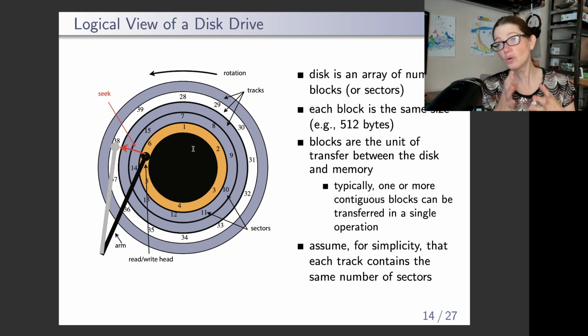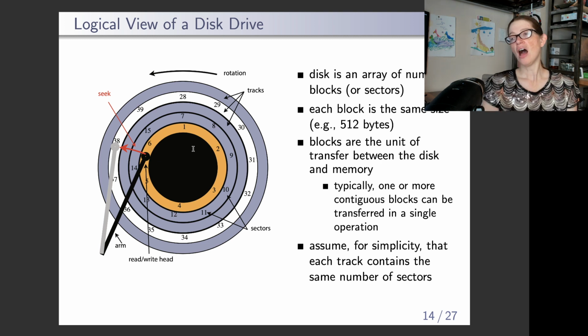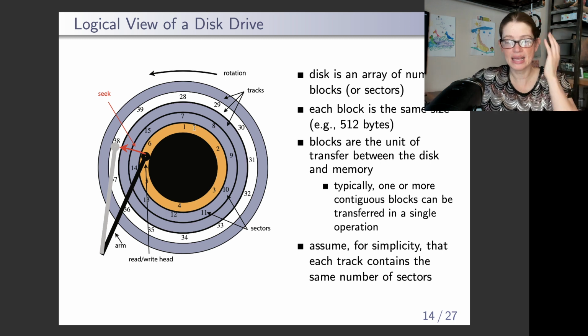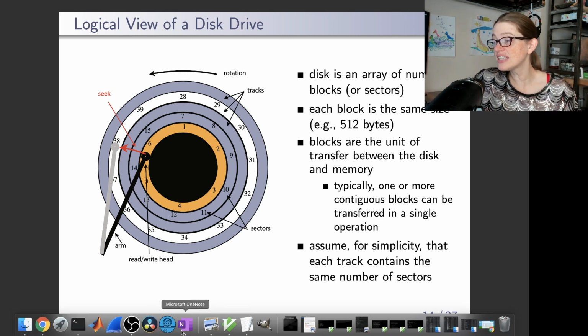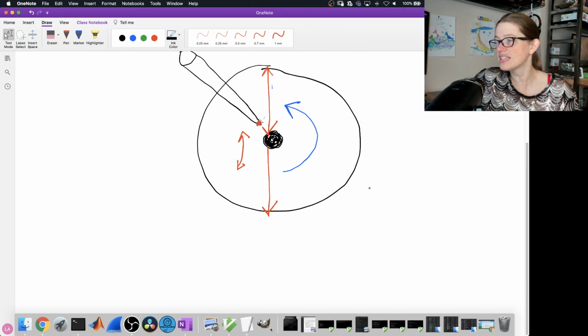And it can't read the sector all at once. That's going to take some time. But we can't address our disk at anything less than a sector. So that's just something to keep in the back of your head. So kind of what it looks like here, I'm going to draw another disk.